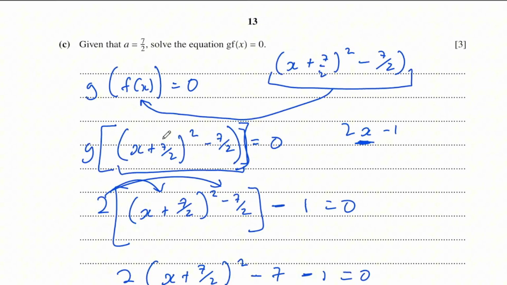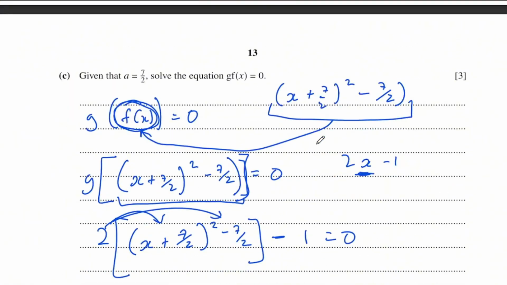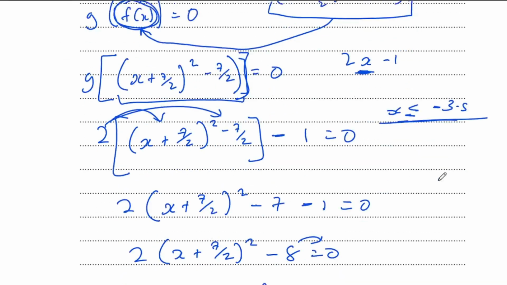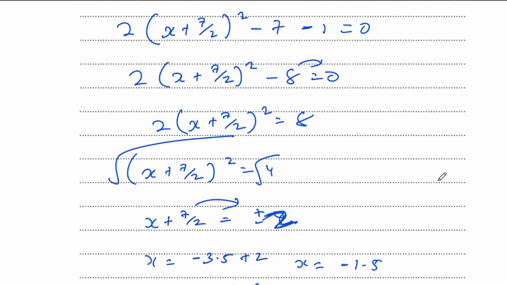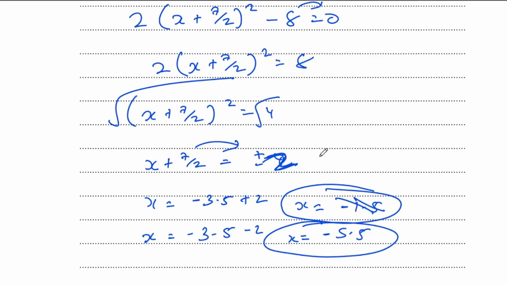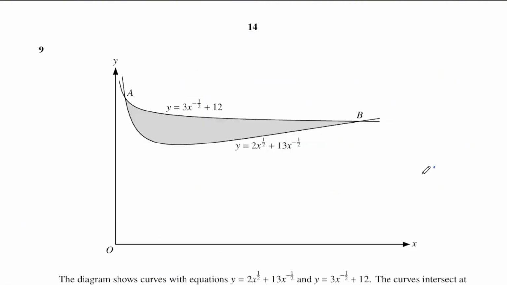Now, from these two, remember, I talked about composition in my video as well, where I said the x that you get has to be in the domain of the inner function. The domain of the inner function is x is less than or equal to negative a. So x has to be less than or equal to negative 3.5. And from these two, what is less than or equal to negative 3.5? This is definitely greater. And so this would be our only answer. This can't be an answer, so x is just equal to negative 5.5. That's going to be our answer for this.